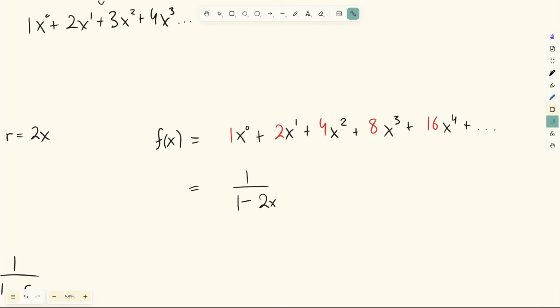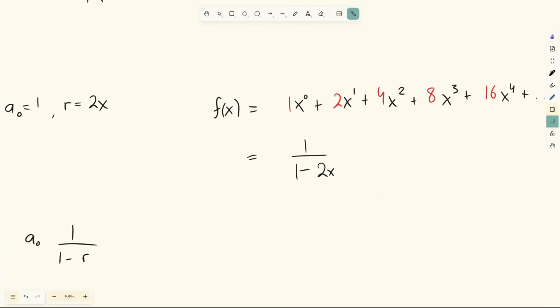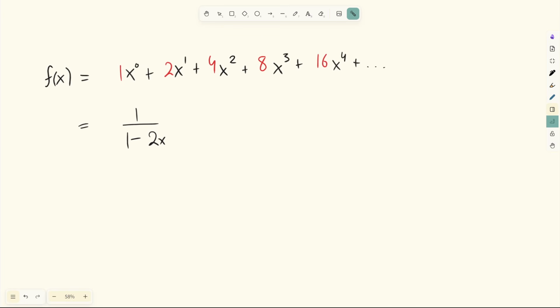So in our case, we can represent this geometric sequence, which has r being 2x, as just 1 over 1 minus 2x. Now that is compact, and these are just equivalent. So somehow the function 1 over 1 minus 2x represents or encodes within it all powers of 2. And that's really interesting.